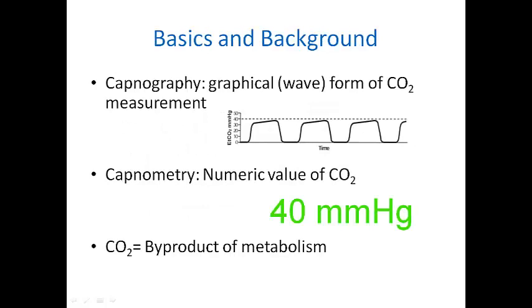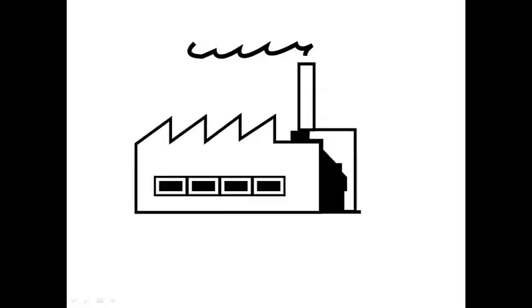Starting with the basics of capnography, we're measuring exhaled carbon dioxide. When we measure the exhaled carbon dioxide, we can represent that in a waveform known as capnography, or with just a number, capnometry, or a combination of both. The carbon dioxide that we're measuring is the byproduct of metabolism, and the route that it makes through the human body as it exits the body is going to give us an insight into the patient's condition.